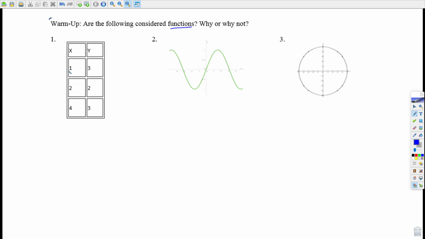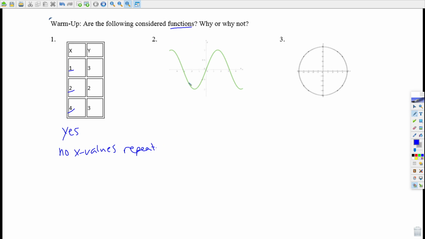If we look at the first example, we have 1, 2, and 4. We look at the x values to see if they repeat, and if they do not repeat, that means it is a function. So we can say yes, it is. And we could say no x values repeat. And that's all you need as an explanation.